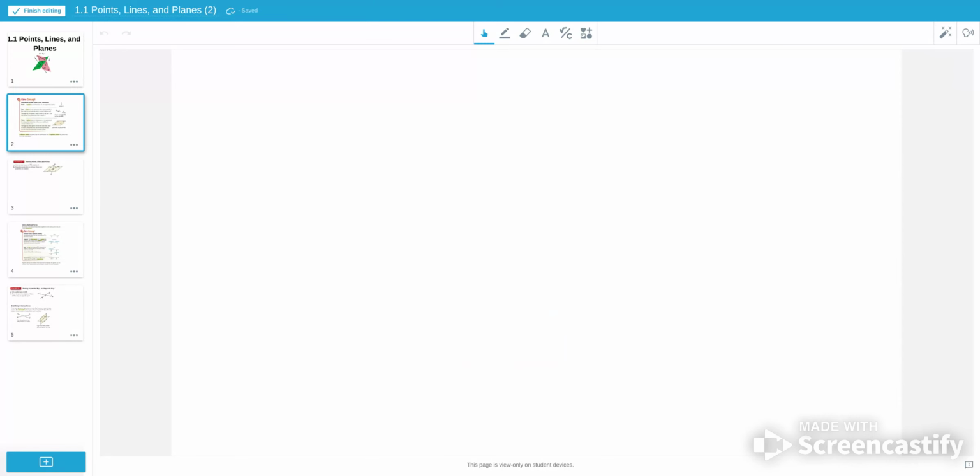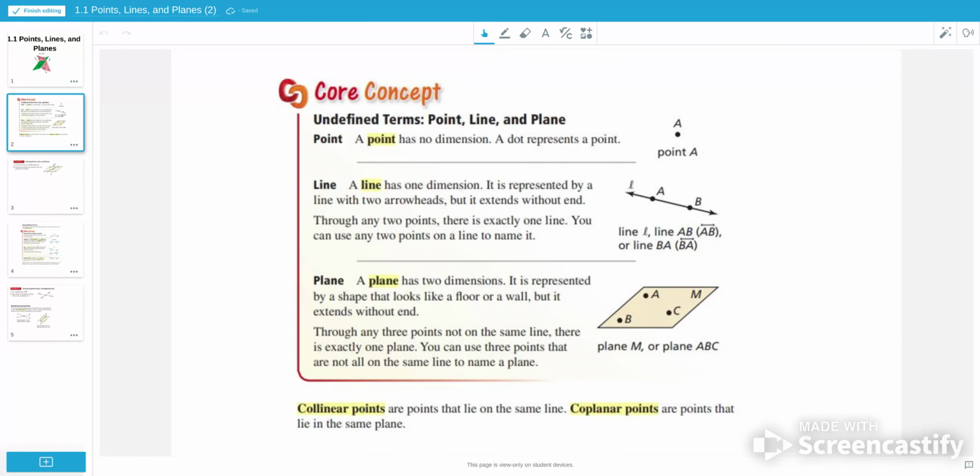So let's look at some definitions here. So undefined terms consist of a point, a line, and a plane. And so when I talk about undefined terms, these are things that we're saying, okay, this is what they're going to look like. But out in the real world, we can't easily spot a point or a line, but maybe it's there. So a point is something that has no dimension. We represent that on like a piece of paper by a dot. So a dot represents a point.